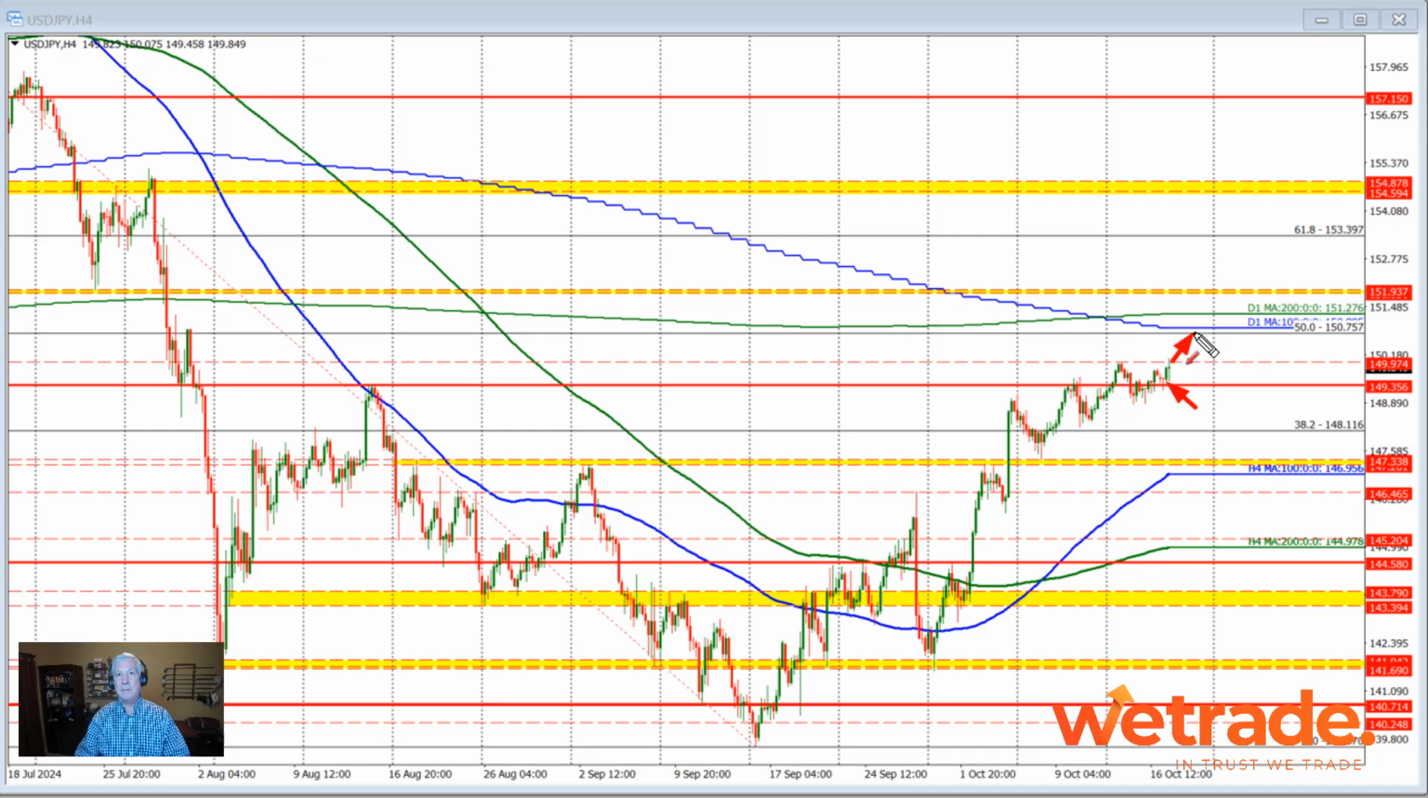Alternatively, we want to see momentum now start to develop with the 50% retracement, 100-day moving average, 200-day moving average as all targets on the top side. In addition to that, let's not forget the 150 level. We did move above it briefly here in trading today, but we need to get and stay above that level to increase the bullish bias in the dollar versus yen. So those are my key levels on the top side and the downside for the dollar versus yen going forward.